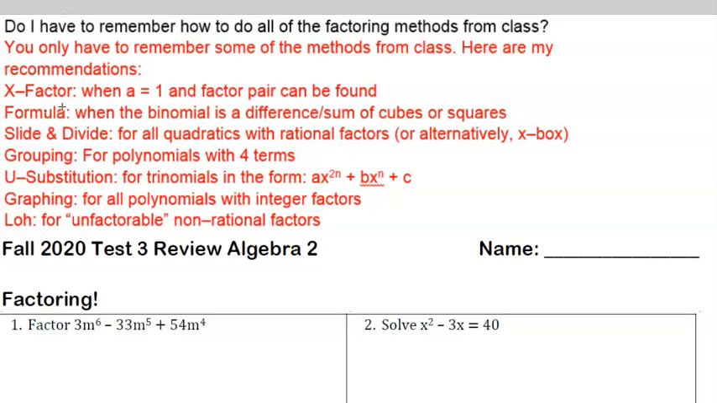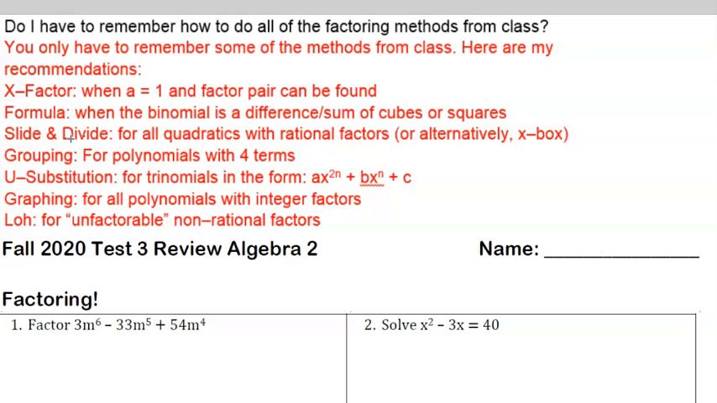For each of the methods, you don't have to know all the different factoring methods you may have seen in class. Here are my recommendations though. For the X factor, you can use that when a equals 1 and the factor pair can be found easily. The formulas for the special cases like difference of sums of cubes and squares, you'll use that when the binomial has either a cube or a perfect square for each of the two terms of the binomial.